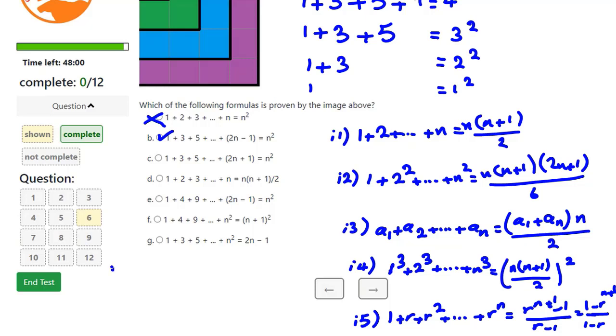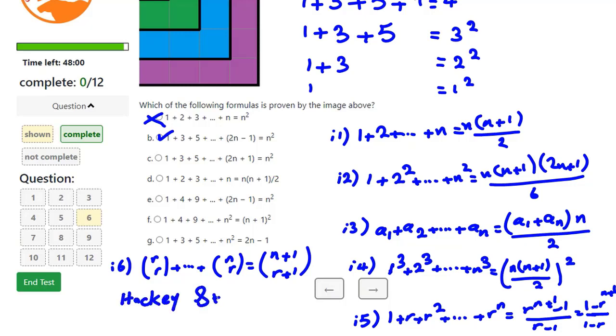We have lots of other identities. For example, this one is the hockey stick identity. It is r choose r plus r plus 1 choose r up to n choose r, which is n plus 1 choose r plus 1. And the next one, so let me write the name of this identity: hockey stick identity. And the next one is identity 7, Vandermonde's identity.